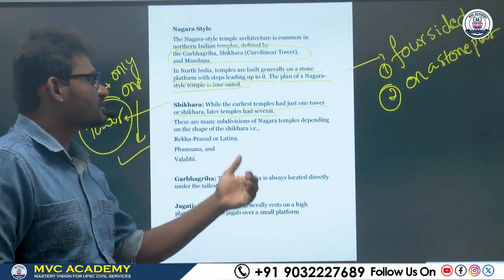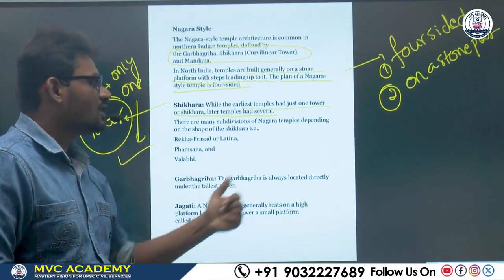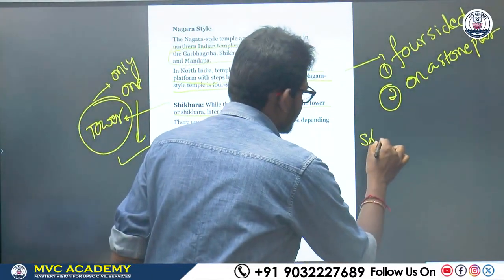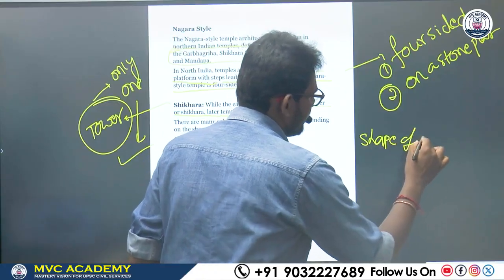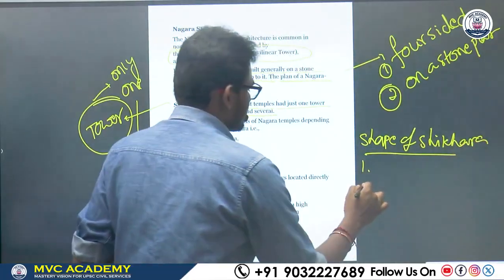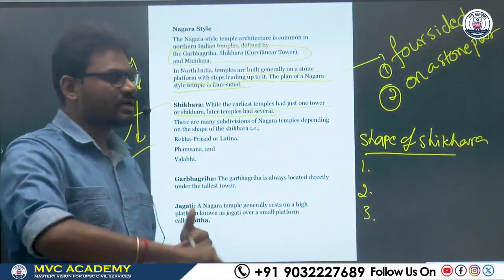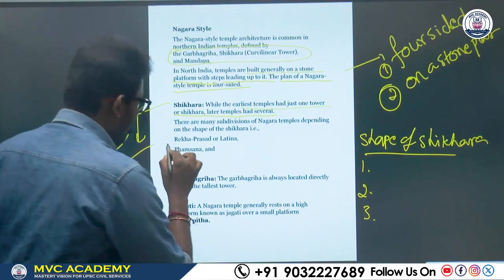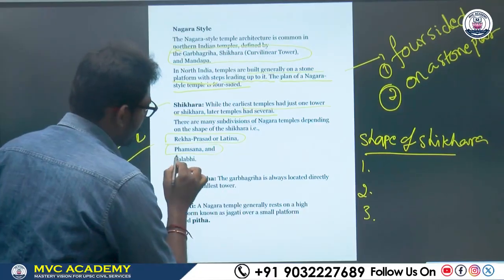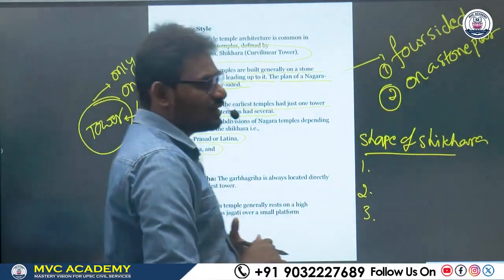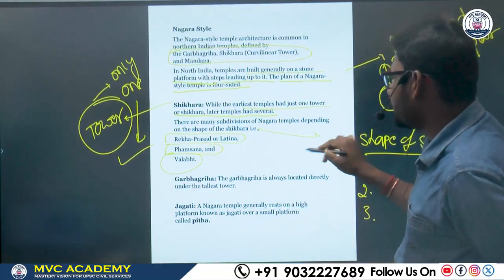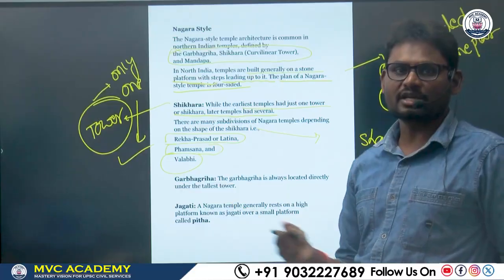There are many subdivisions of Nagara temples depending on the shape of the Shikara. So depending on the shape of Shikara, we are having sub-classifications: Rekha Prasad or Latin, next, Pamsana and Vallabi. So depending upon the structure of Shikara, we are having certain sub-classifications.